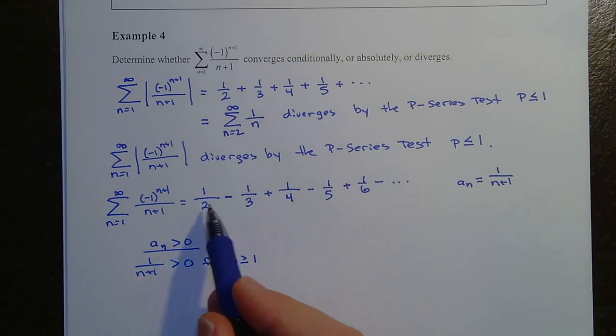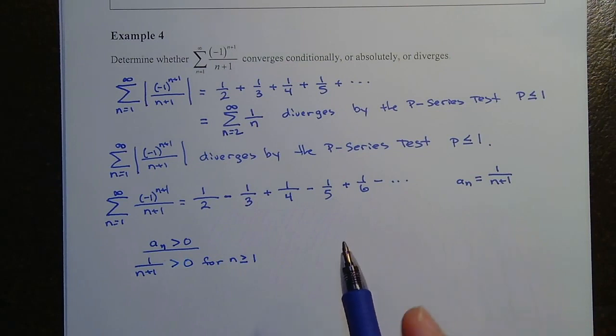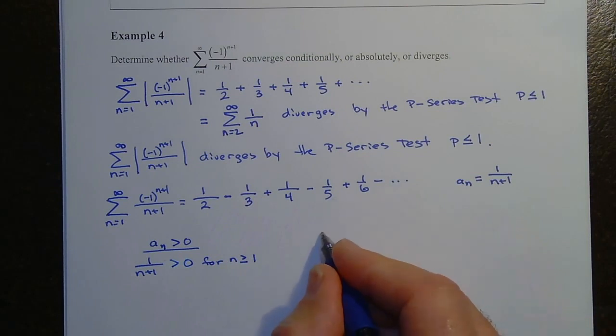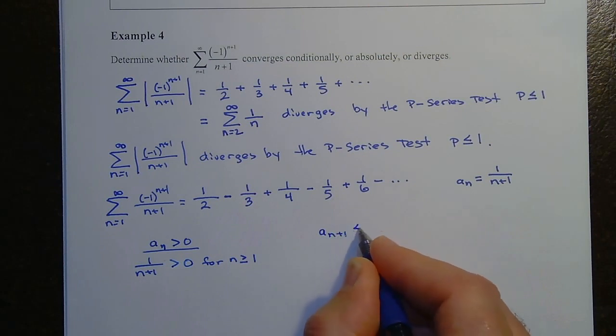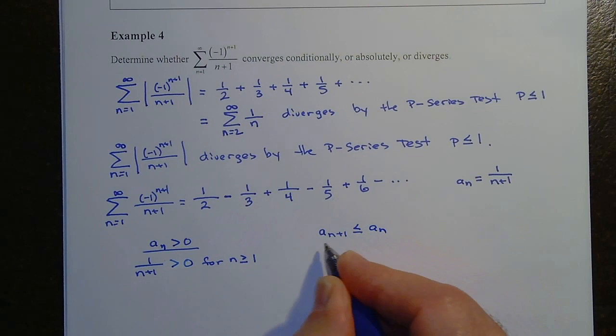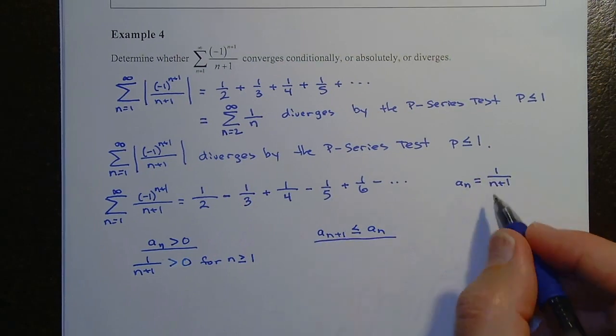For all of these, right? 1/2, 1/3, 1/4, 1/5, 1/6. Yeah, those are all positive, right? Okay. Then we also need to show that a sub n plus 1 is less than or equal to a sub n. So we've got to show that, and then we've got to do the limit also, as n goes to infinity.